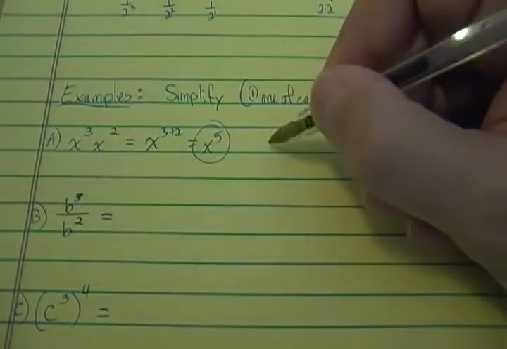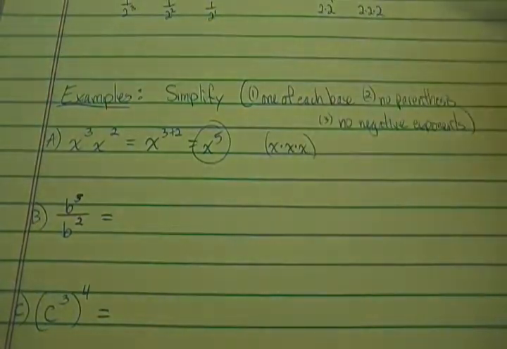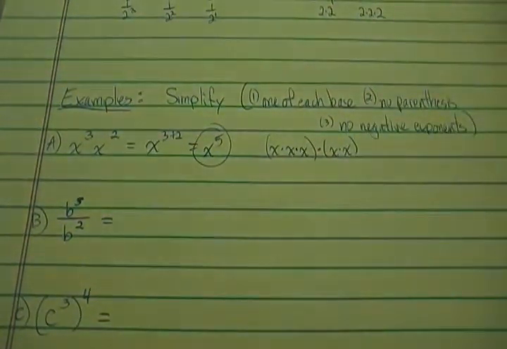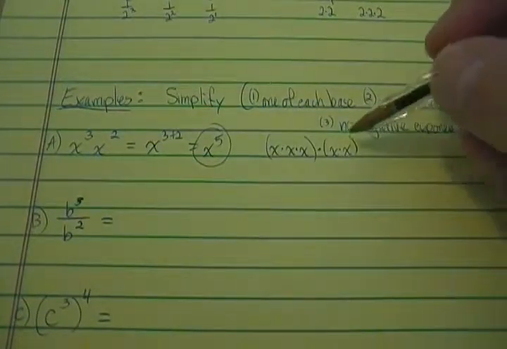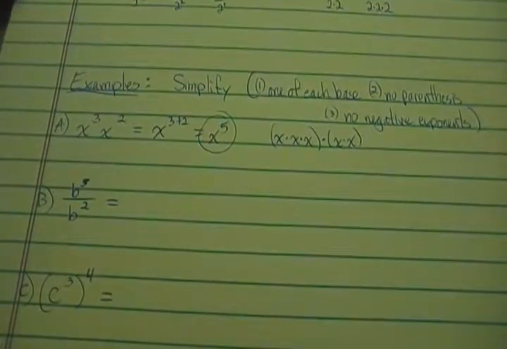Now the reason that is, x to the third power is x times x times x. That's 3 x's multiplied together. And we're multiplying that by x squared, which is 2 x's multiplied together. So all together we have 5 x's being multiplied, that's x to the 5th power. So that's the reason there that we add those exponents.